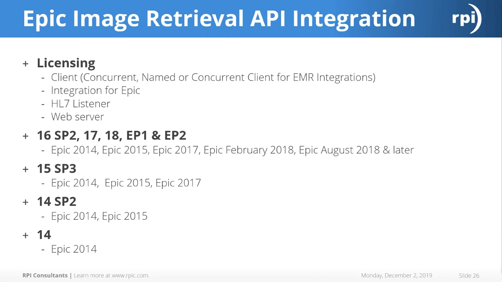Okay, for your Epic image retrieval API integration, just wanted to note that the domain account is used to run the application server and is used by this integration. So after upgrading, configure the application server to run under this account or another account that has the same permissions.